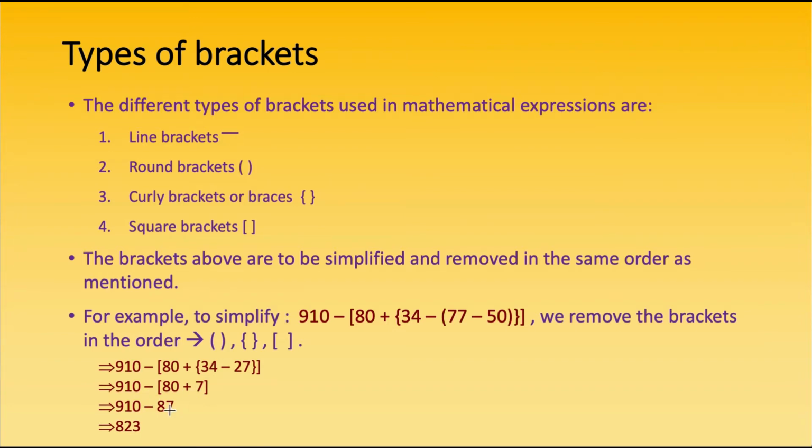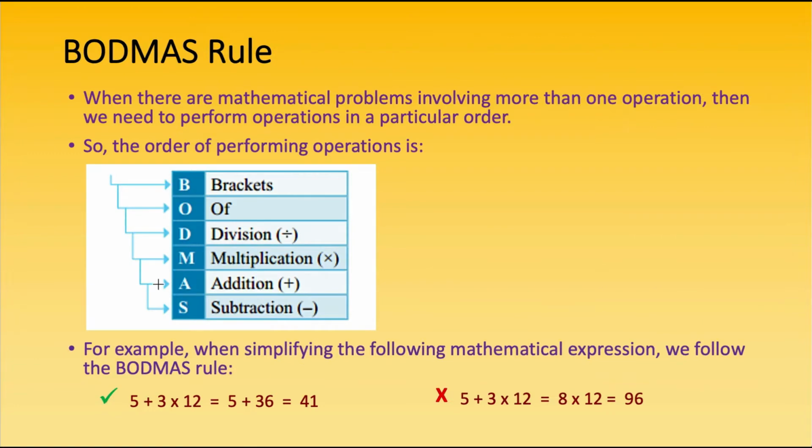Then in the next step we have removed the square brackets. So 88 minus 7 is equal to 81, right? And finally the result of this subtraction operation is this. So this is the answer after simplifying this given mathematical expression. Now students, according to the BODMAS rule, we have to first give importance to addition and then to subtraction.